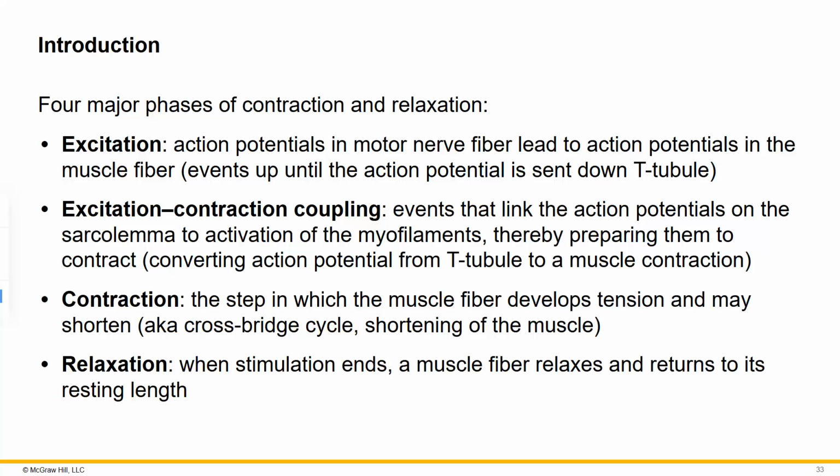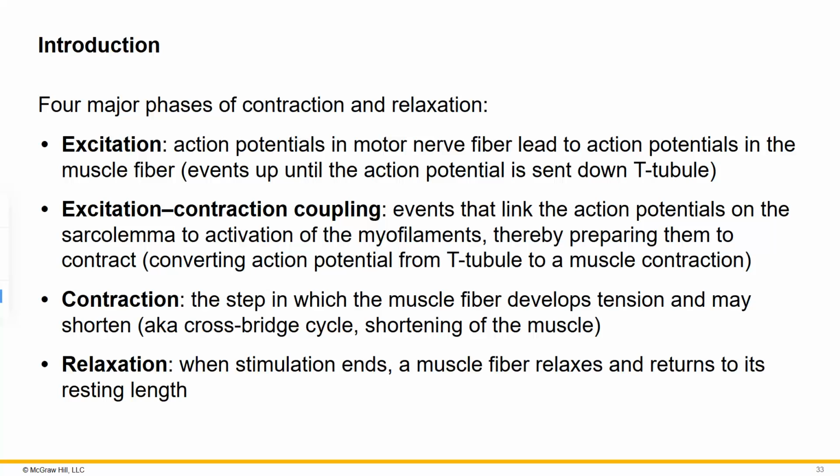So now that we've set the stage and talked a little bit about some toxins that can interfere at this neuromuscular junction, now we have to talk about what happens on the muscle side after the neuromuscular junction. The muscle contracts and relaxes in 4 stages: excitation, excitation-contraction coupling, contraction, and relaxation. During excitation, action potentials in the motor nerve fiber lead to action potentials in the muscle fiber. So those are the events up until the action potential is sent down the T-tubule. Basically, the electrical signal goes from the axon terminals, jumps across the synapse, and now it's messing with the cell membrane of the muscle cell.